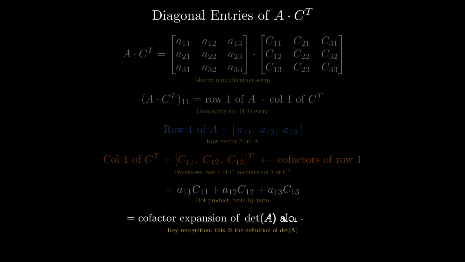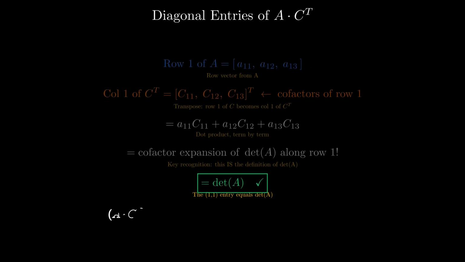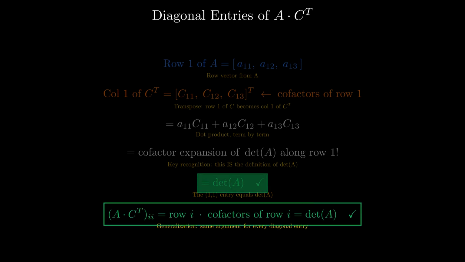But look at this expression carefully. This is exactly the cofactor expansion of the determinant of A along row 1. So it equals det of A. The same logic works for every diagonal entry. For the general case, row i dotted with column i of C transpose gives us row i of A dotted with its own cofactors. This produces the cofactor expansion of the determinant along row i, which always equals det of A. So every diagonal entry of A times C transpose equals det of A, exactly what we needed.